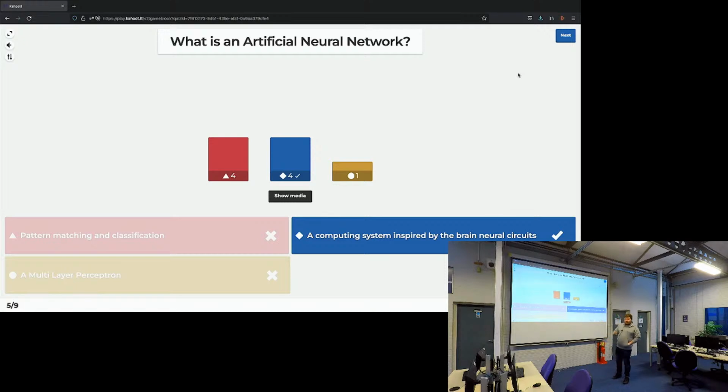We'll talk more about neural networks later, but the definition from the Merriam-Webster dictionary is a computing system inspired by the brain's neural circuits. And that's why we call it an artificial neural network, because in your brain, that's called a biological neural network. Next slide, please.